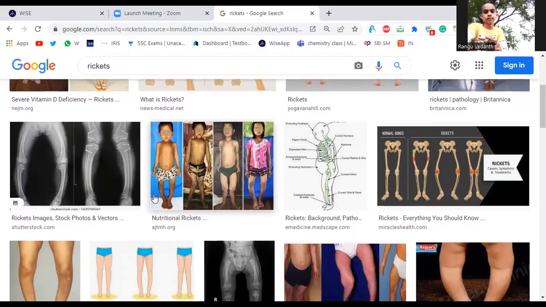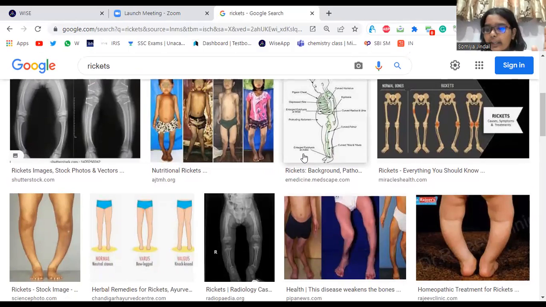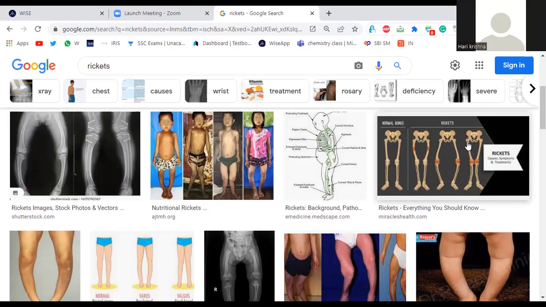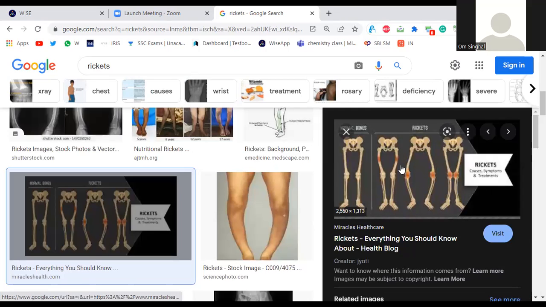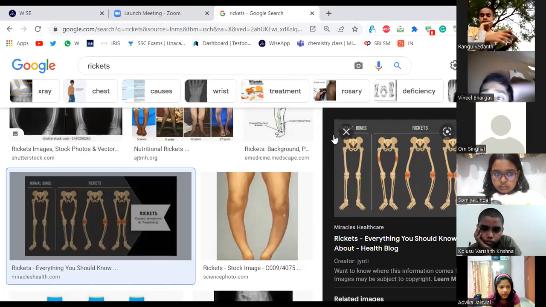So there is a deformation of the legs in this child. Actually, these are normal bones, and this is how the legs look. But due to the rickets disease, there is a deficiency of calcium or vitamin D, and the legs will be very separated, very far apart. So there is a deformation in the bones like this. Do you see this image clearly now?